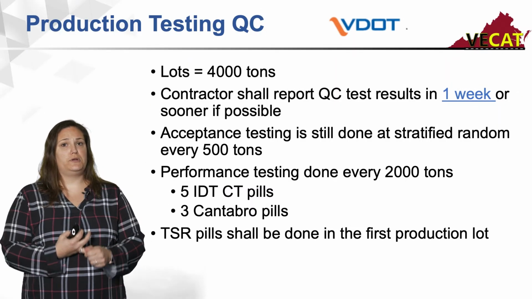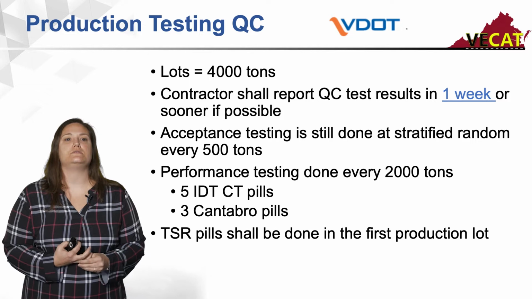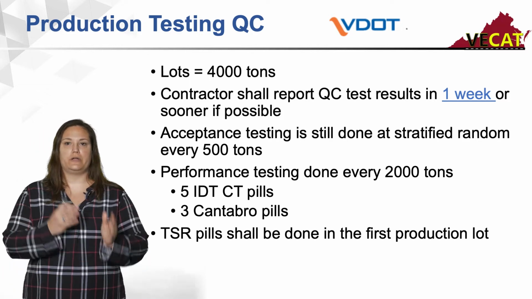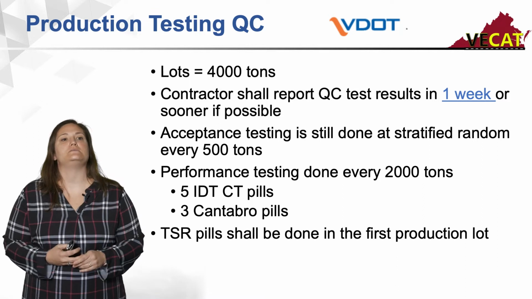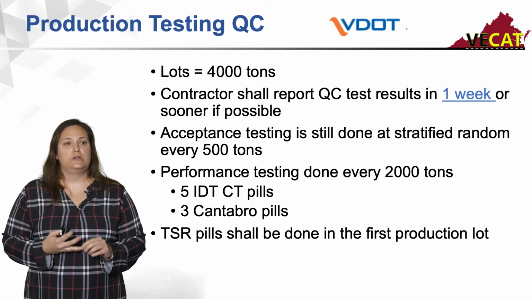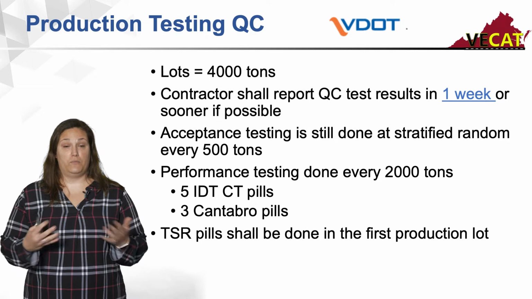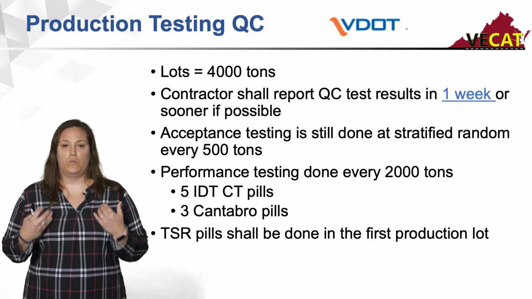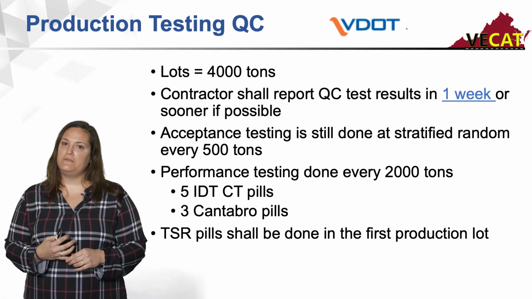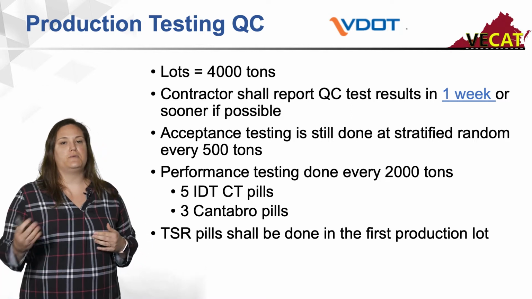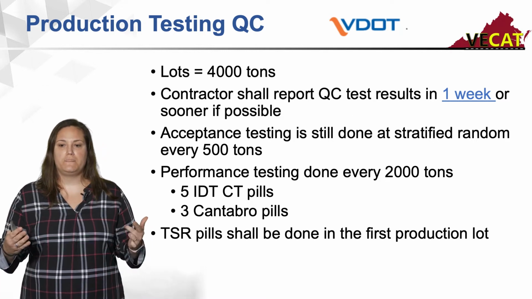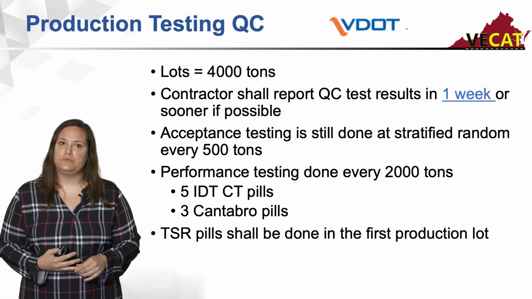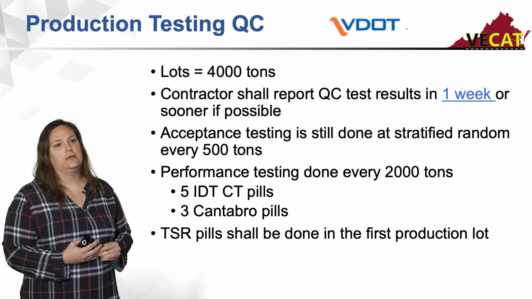Okay, so for your production testing QC, for the contractor, our lots are 4,000. There's no wiggle room. That's just like our Superpave. It's 4,000. The contractor will be required to do the QC testing, and the results will need to be in 1 week. Usually for our Superpave, we'll do 24 hours, but with our BMD and the extra testing requirements needed, we would like to do 1 week if you can get your results in.